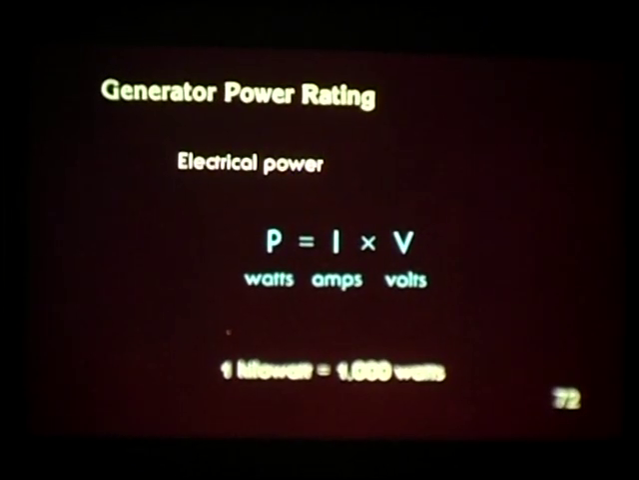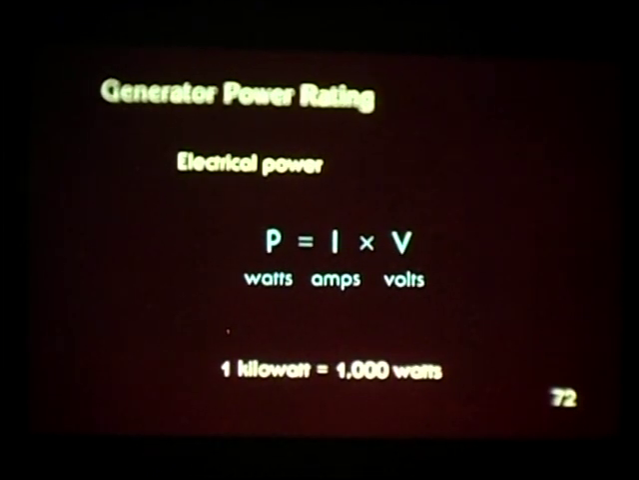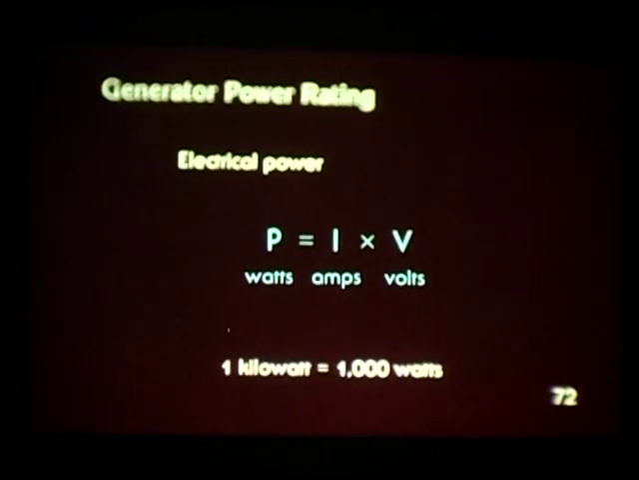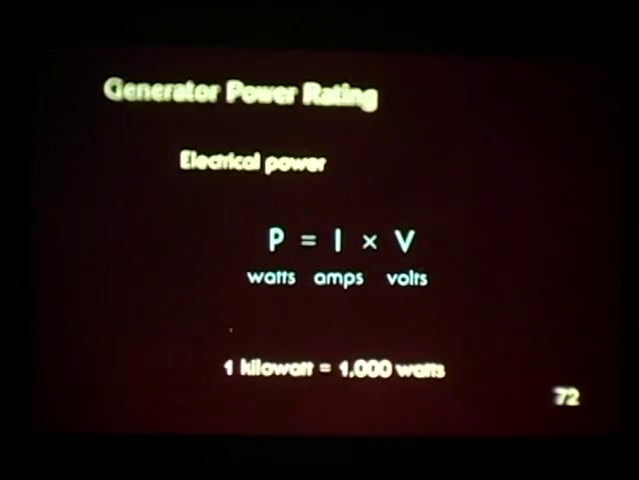Now let's discuss how to calculate the power rating of an X-ray generator. In Lesson 3 of this series, we introduced the concept of electrical power. You will recall that power is measured in watts. To determine the number of watts in a circuit, we multiply the current, measured in amps, by the voltage, measured in volts.